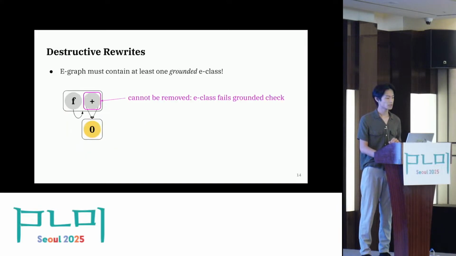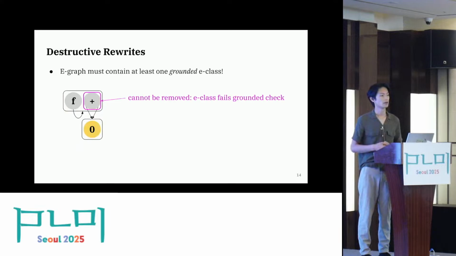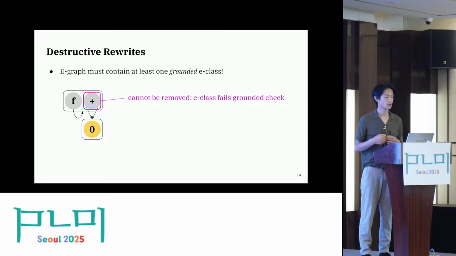There's a couple other things you need to be aware of with destructive rewrites. The main one, besides cleaning up the unreachable e-classes, is that the eGraph must always contain at least one grounded e-class at the very end. Grounded basically just means that you can extract a term from it, so it still has to have one of the leaf e-nodes at the very end.